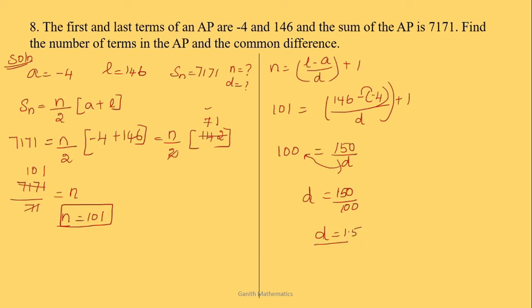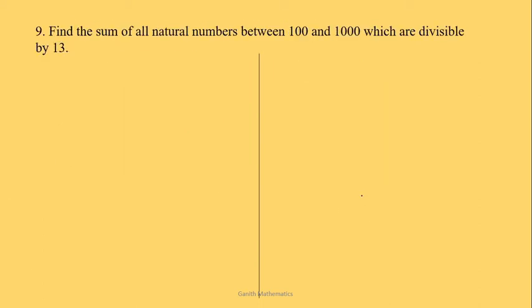These are the two things they asked you to find, right? What is the number of terms in this AP? That is n. And what is the common difference? That is d. That's what we have found. Okay. Now we are going to see the last problem in this part.